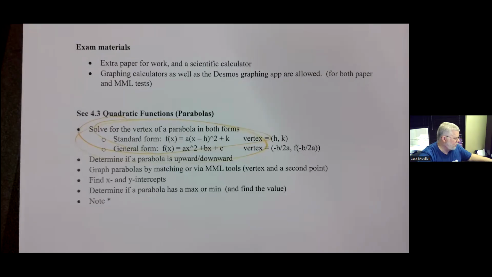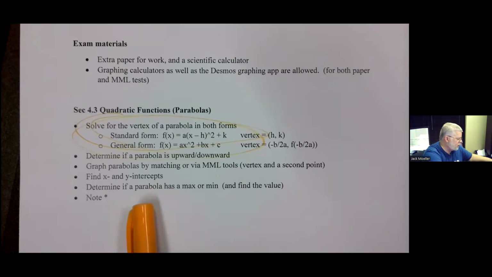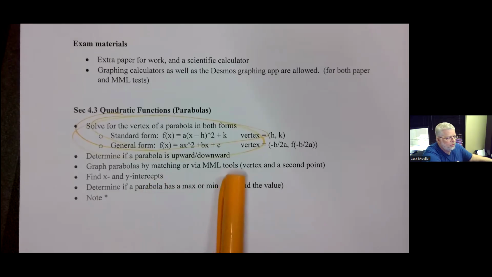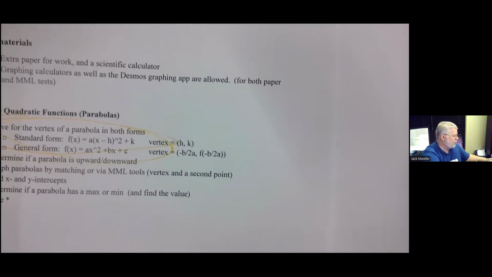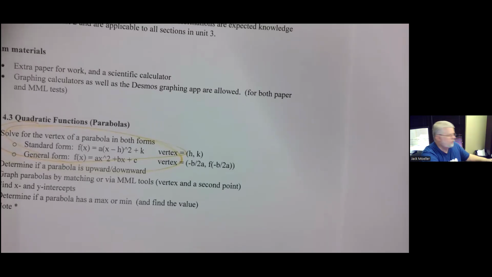And then there are multiple things with 4.3 they could ask. You're going to have to graph them, either by matching or making sure you know how to use your MyMathLab tools. You're going to have to find x and y intercepts possibly. You have to talk about maxes or mins, and transformations, and domain and range. So all that's fair game. Okay, so that's the first third of the test.